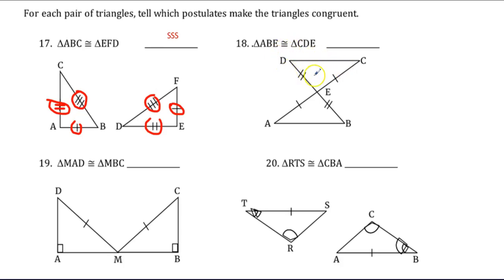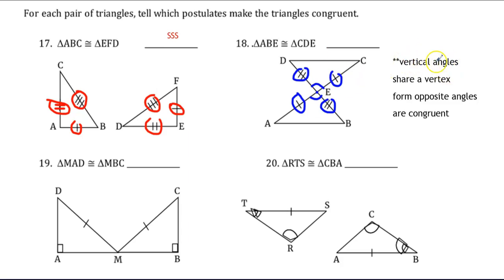Here we have a couple of marks, right? We have this pair of sides, another pair of sides, and nothing else is marked on the diagram. However, I know that these 2 pairs of angles, this angle here and this angle here, are so-called vertical angles. And just in case you forgot, vertical angles, they share a vertex, they form opposite angles, right?